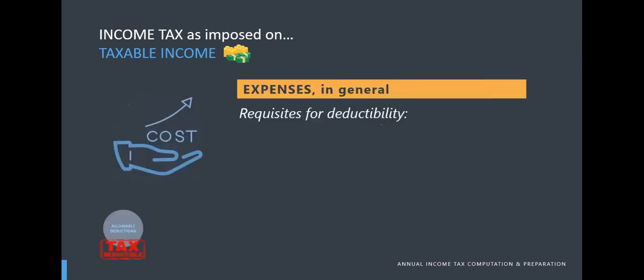Okay, so let's discuss the expenses in general. So there are requirements for an expense to be deductible. Number one, it must be ordinary and necessary. So ordinary in the course of trade and necessary in the course of trade or business. So when we say ordinary, it is usual, it is normally used, normally expensed. For example, utilities.